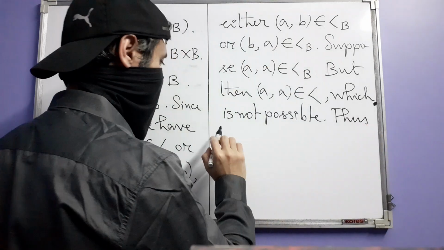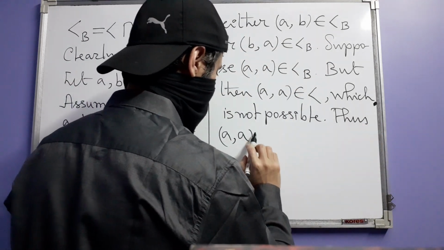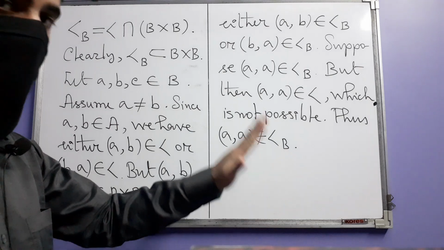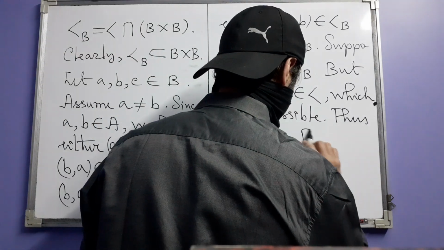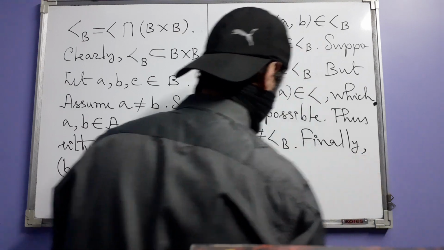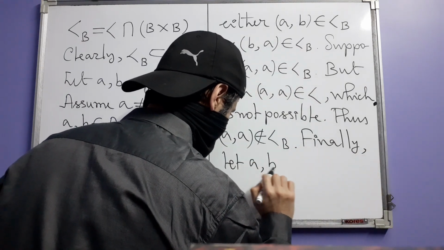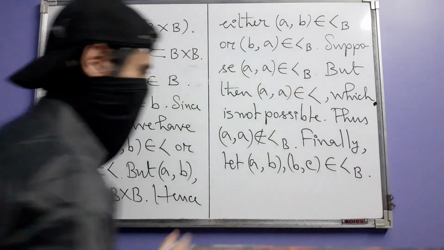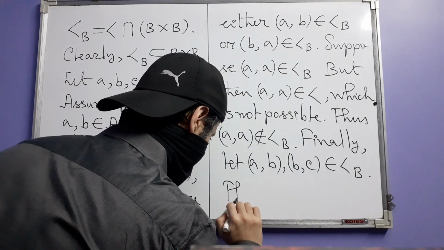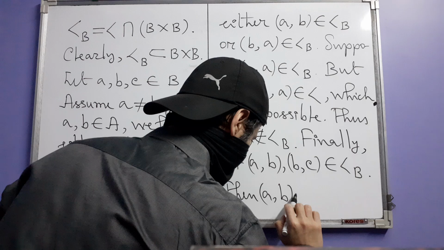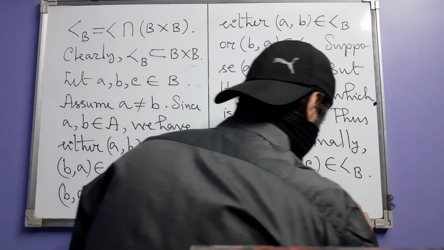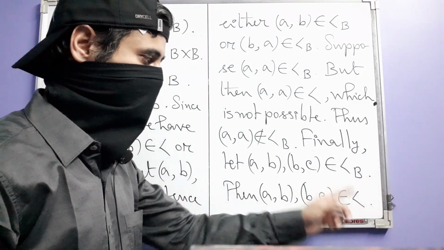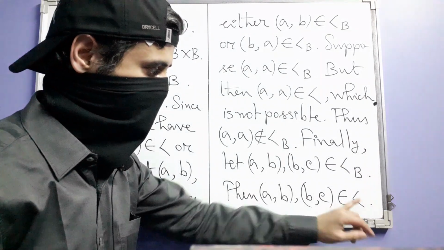Thus, this cannot belong to this relation. That means our restriction also satisfies non-reflexivity. Finally, let a comma b and b comma c both belong to this. Then they also both belong to the relation on the set A, because this is a subset of this. But we already know that this is transitive.